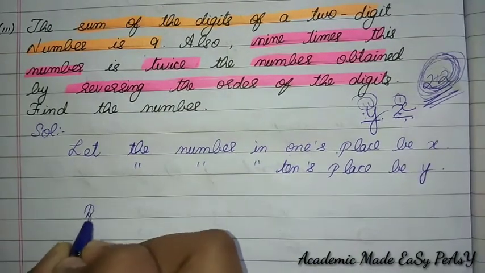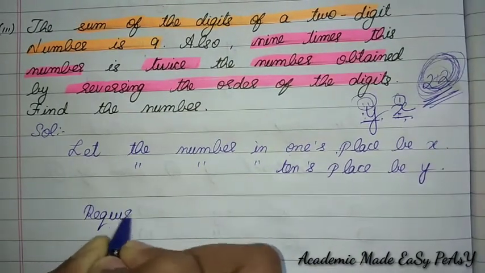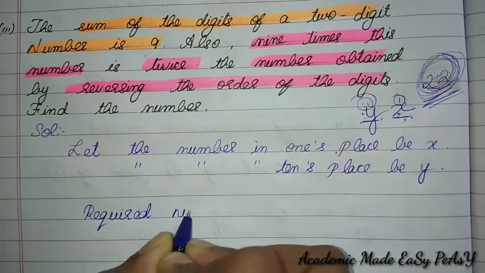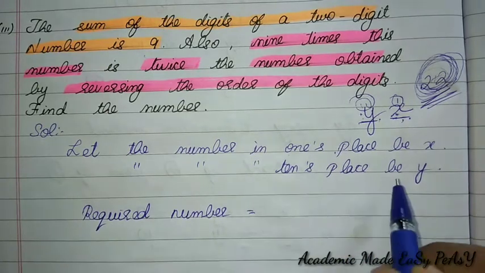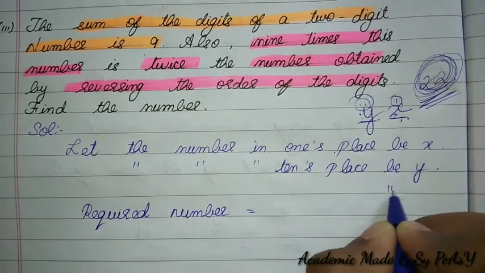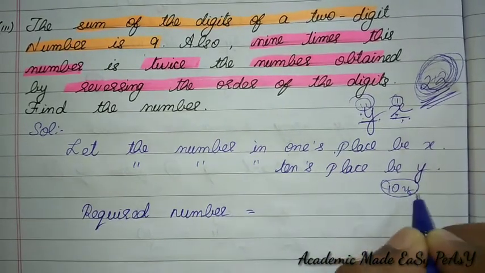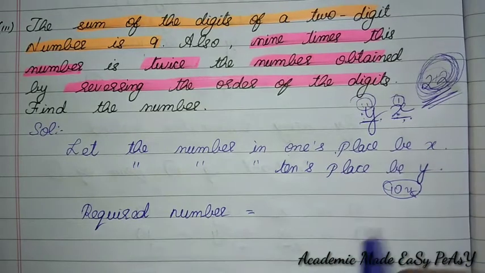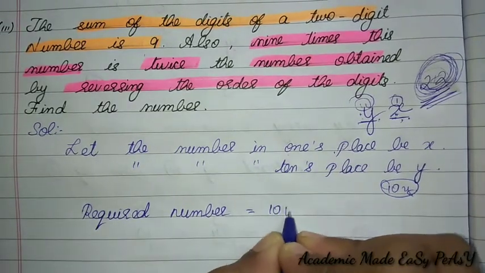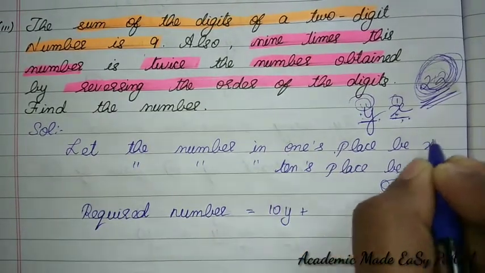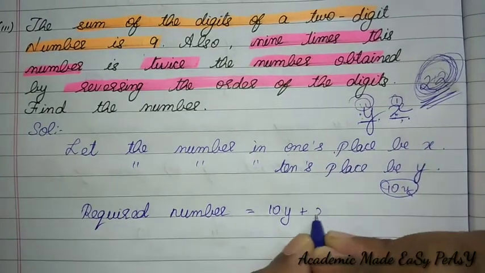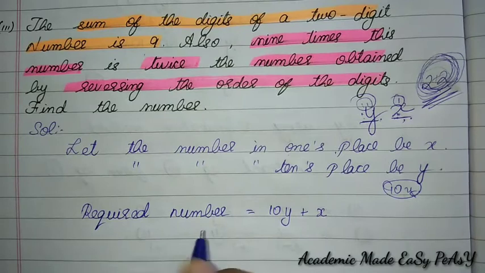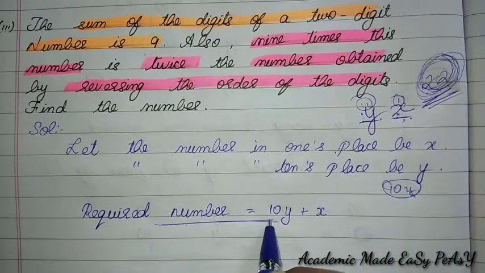Then the required number is equal to tens place, it means it is 10 into y. Okay, so then only we will get it in tens place. So 10y plus what is my x over here? It is in ones place, so I can just write x. Okay, so this is the required number, that is the original number.